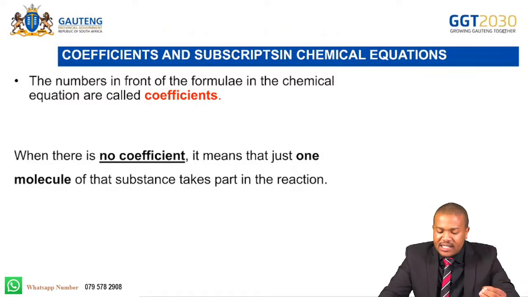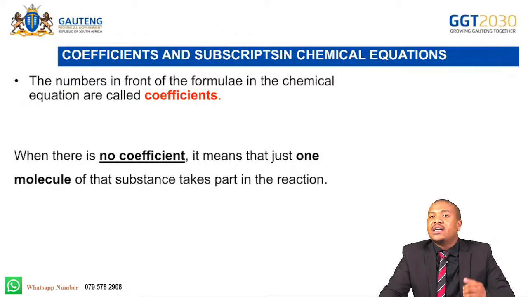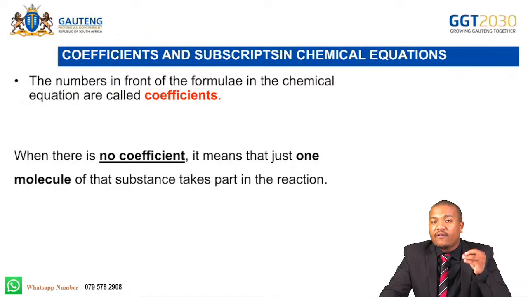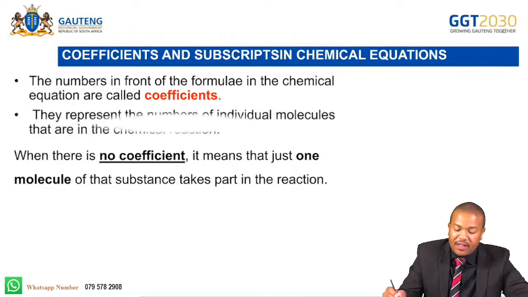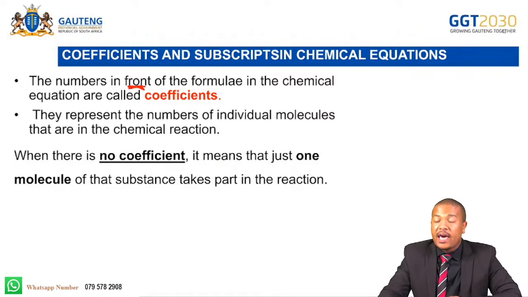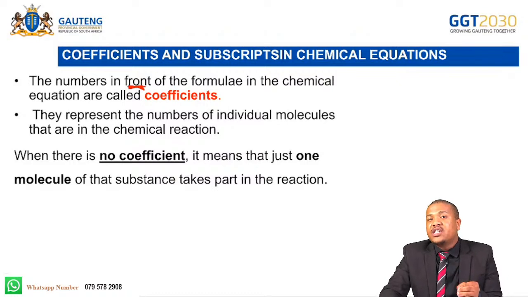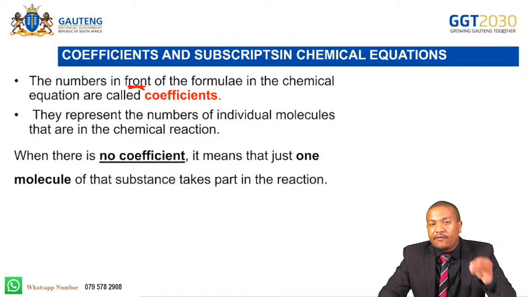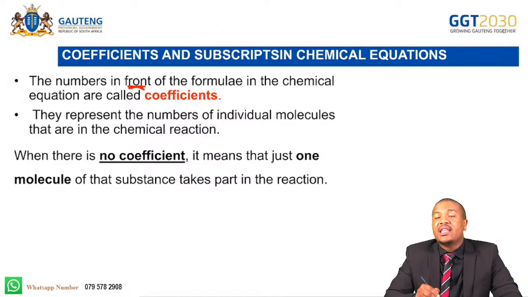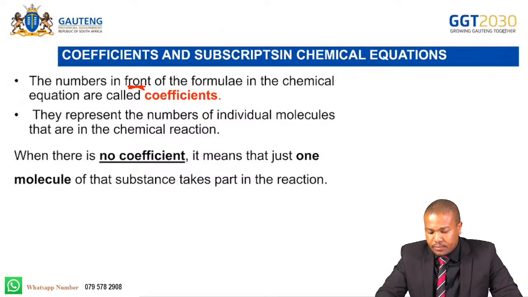The number that is in front of the chemical formula in the chemical equation is called a coefficient. Bear in mind, it is in front of the chemical formula, and it is called a coefficient. The role of these coefficients is to represent the number of individual molecules that are in the chemical reaction.